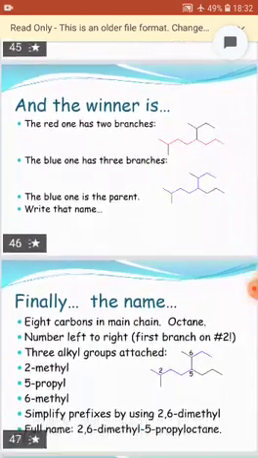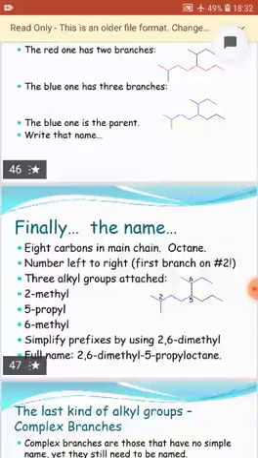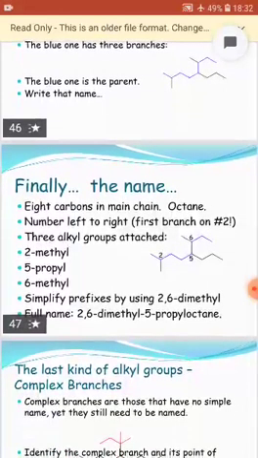Write that name. 8 carbons in the main chain, octane. Number left to right, first branch on 2. 3 alkyl groups attached: 2 methyl, 5 propyl, 6 methyl. Simplify prefixes by using 2,6 dimethyl. Full name: 2,6 dimethyl 5 propyl octane.